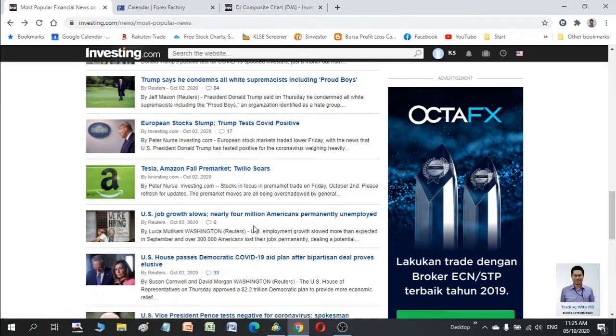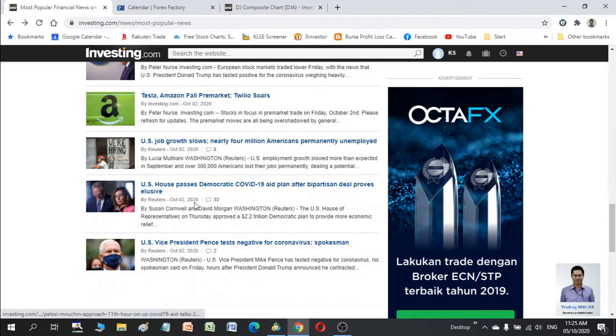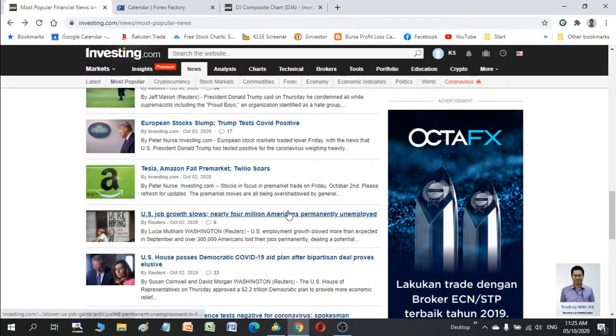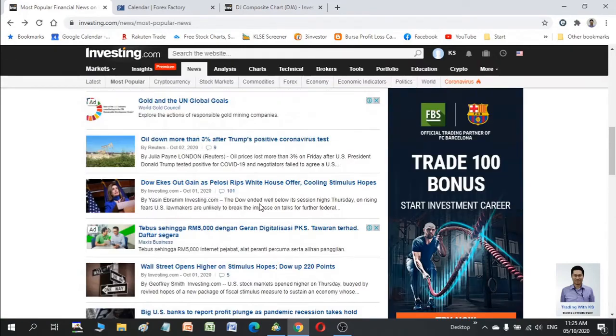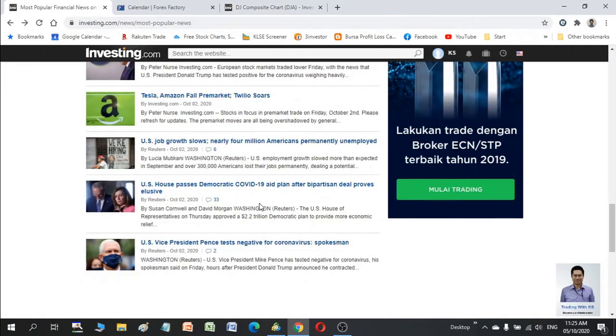U.S. job growth slows, nearly 4 million Americans permanently unemployed during COVID. Having COVID, definitely a ton of people unemployed. U.S. House passed the COVID aid, not a stimulus. U.S. Vice President Pence tested negative. So these are some of the popular news that you should know coming into this week for trading.